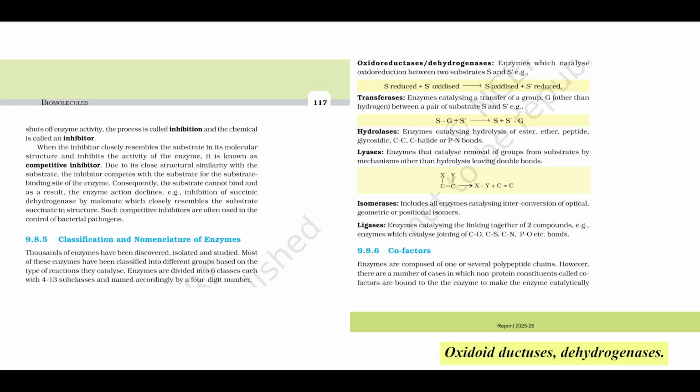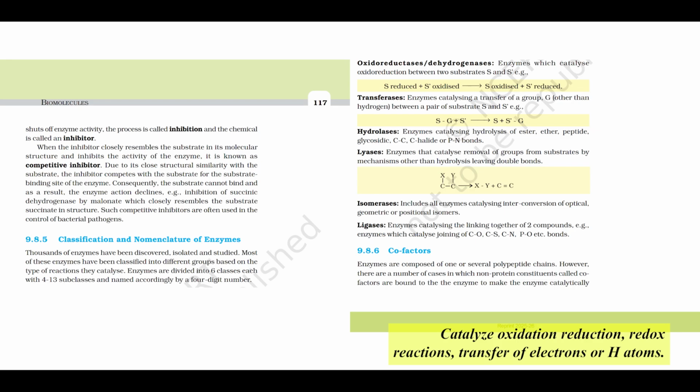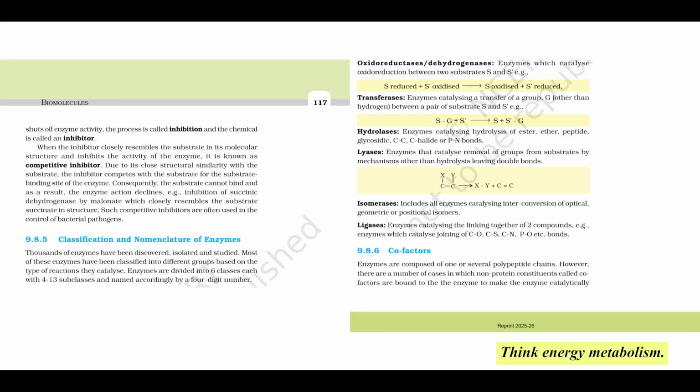1. Oxidoreductases, dehydrogenases. Catalyze oxidation-reduction, or redox, reactions, transfer of electrons or H atoms. Think energy metabolism. Oxidoreductases, redox. 2. Transferases. Catalyze the transfer of a specific chemical group, like an amino group, methyl group, or phosphate group, but not hydrogen, from one molecule to another. Transferases transfer groups.